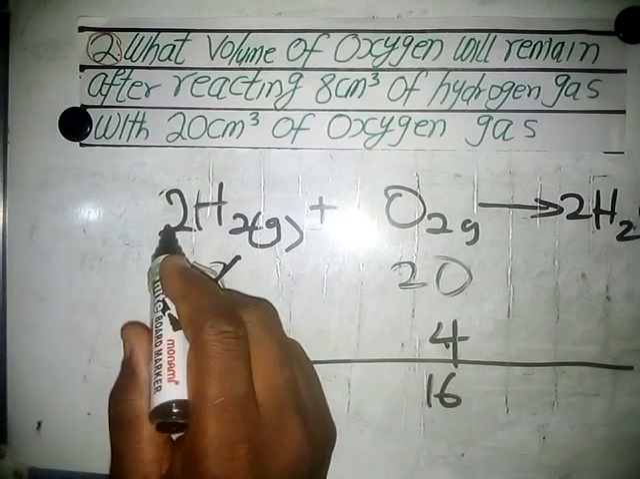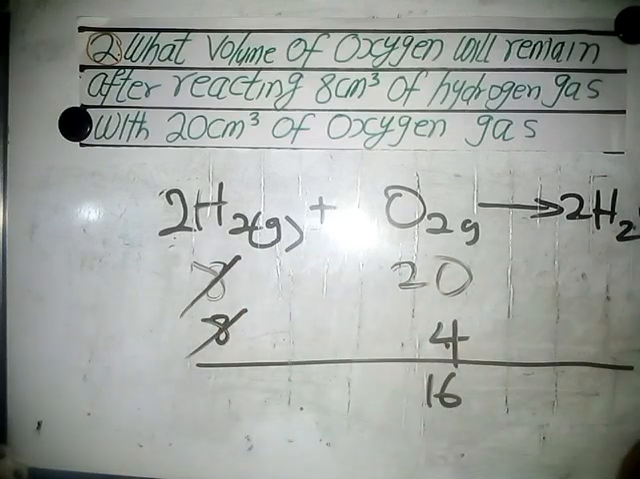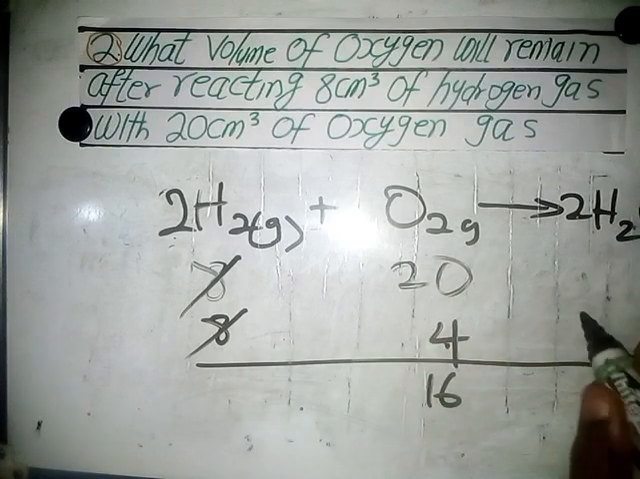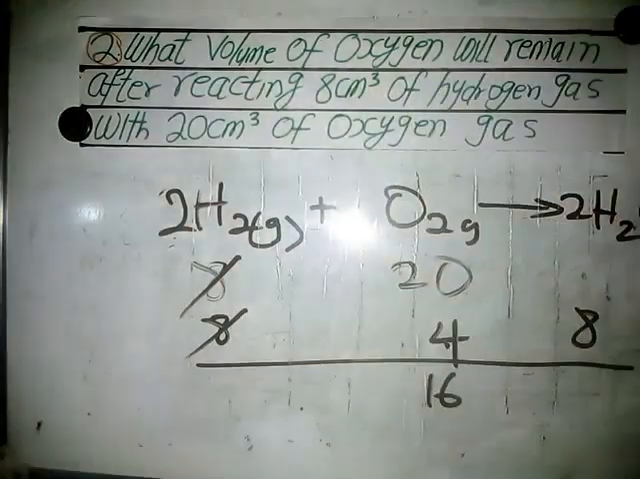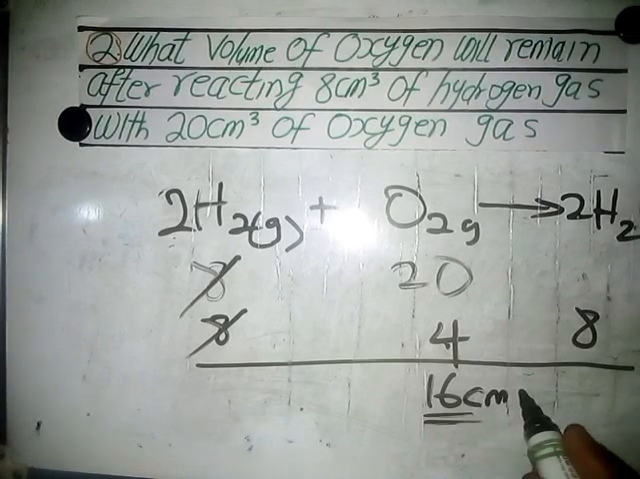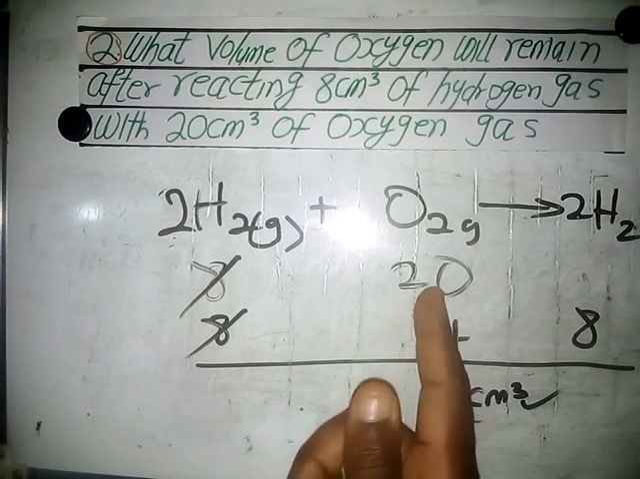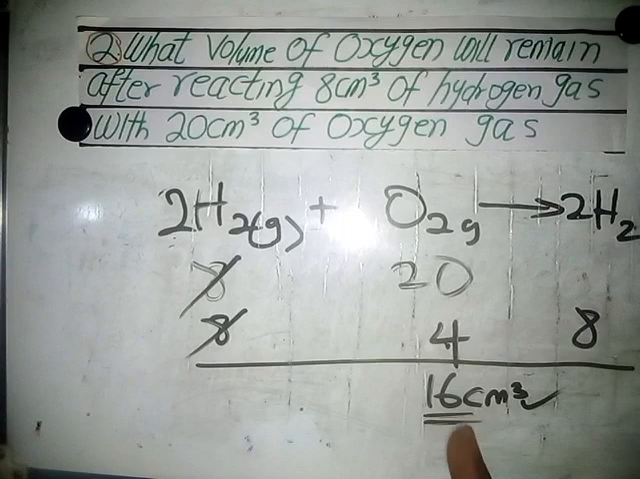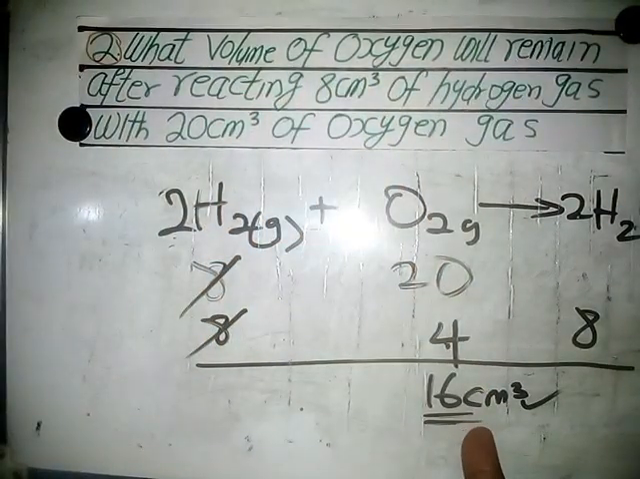Remember, ratio 2 and ratio 2, that means automatically the volume of the product, which is steam here, will also be 8. But your question says, what volume of oxygen will remain? So your answer is 16. 20 minus 4, 16. This is the one that remained, or the one that was in excess.